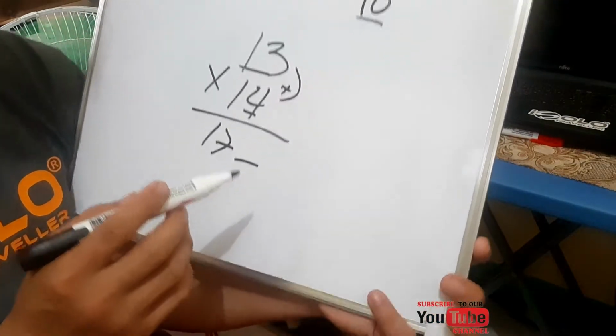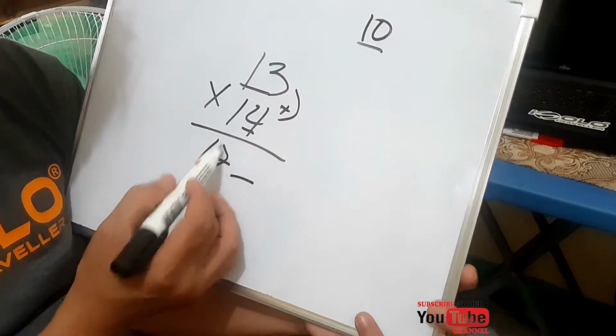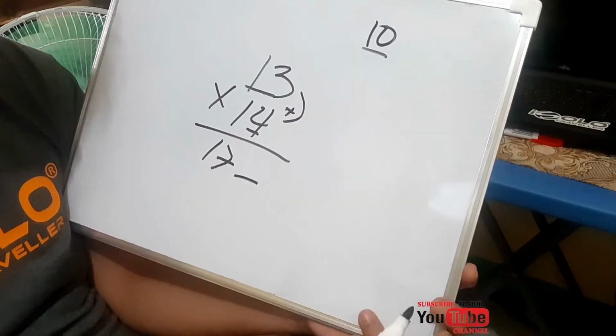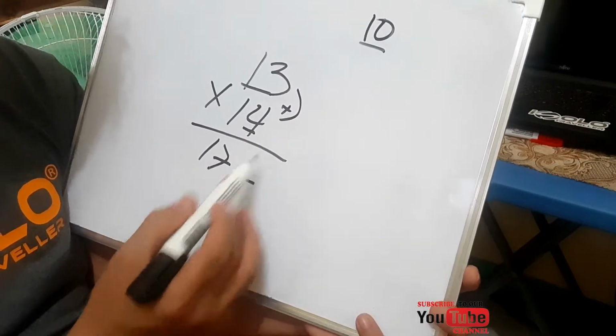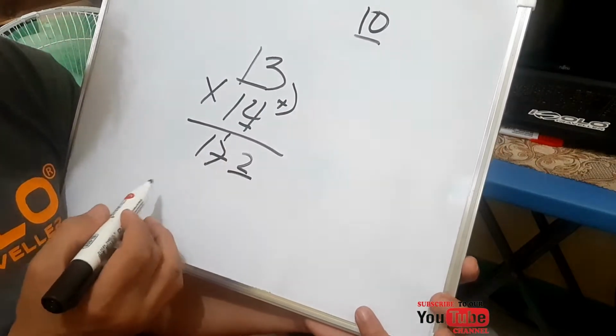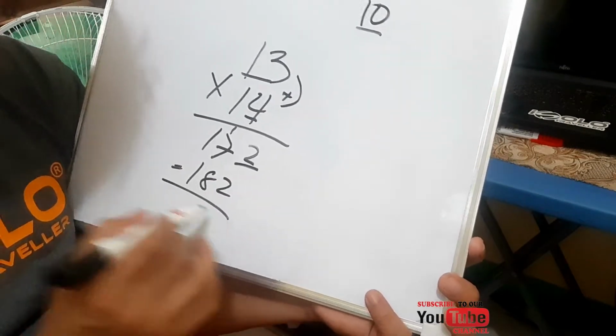answer. Because sometimes there's a case that there are 2 digits here, so you have to carry. If we multiply this together, 3 times 4 is 12, so we have 2 digits. So we have only 1 space and 1 zero in the tens. Put 2 here, and carry 1. And your answer is 182.